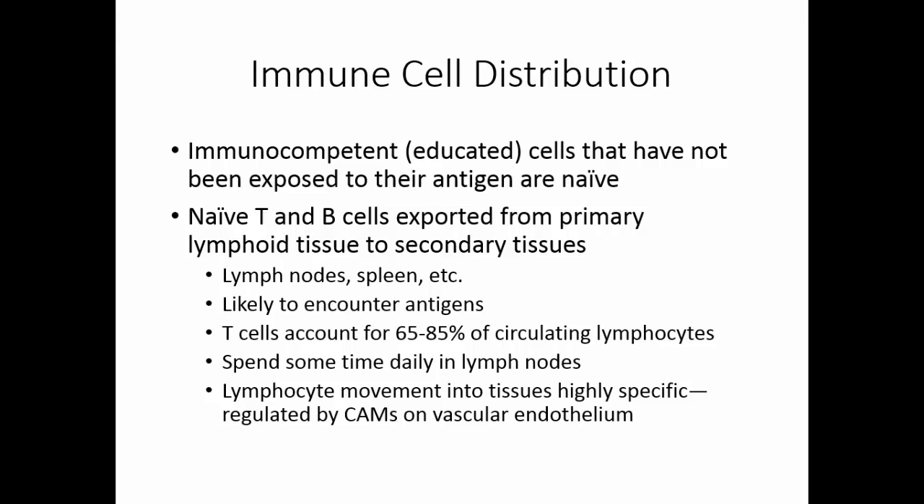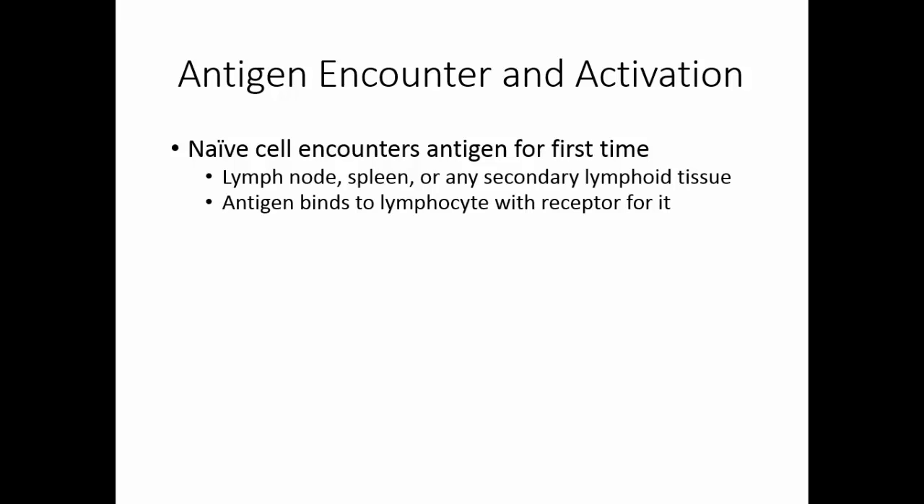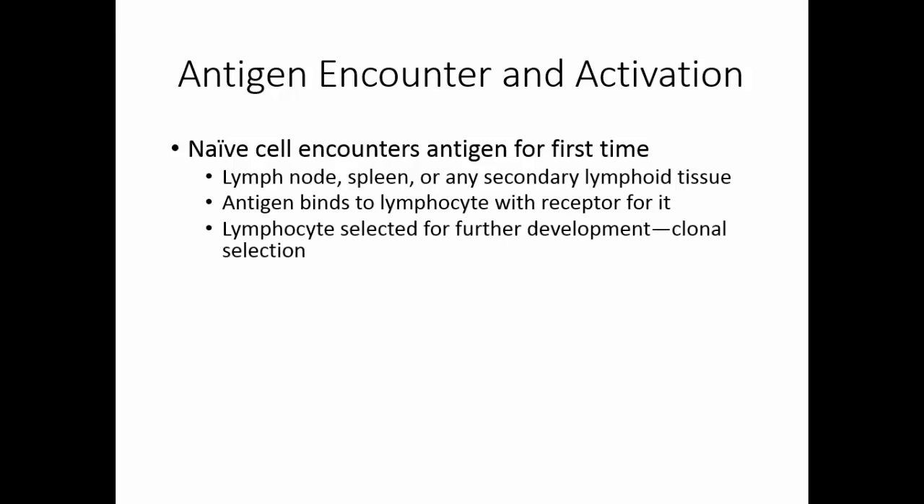There are CAMs, cell adhesion molecules, on the vascular endothelium that help determine where lymphocytes may leave the blood and enter the tissues. In order to be activated, naive cells have to encounter their antigen. This typically occurs in the lymph node, the spleen, or any of the other secondary lymphoid tissue. When the antigen binds to the lymphocyte with the receptor for it, that lymphocyte is selected for further development.